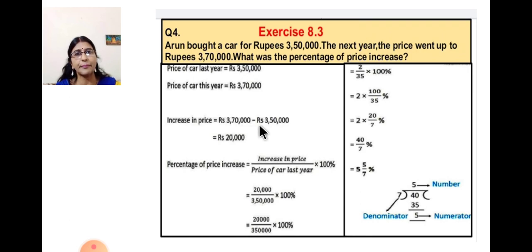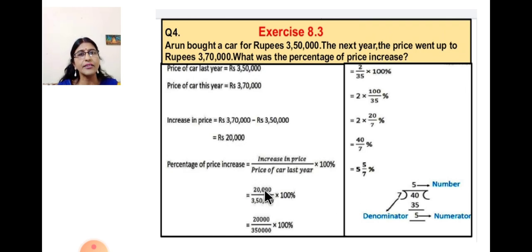That we will get by subtraction. So we'll write rupees 3,70,000 minus 3,50,000, and then we'll subtract it. On subtraction we will get rupees 20,000. So this much price has increased. And then, we have learned this last time, percentage of price increase is equal to increase in price upon price of car last year into 100%.